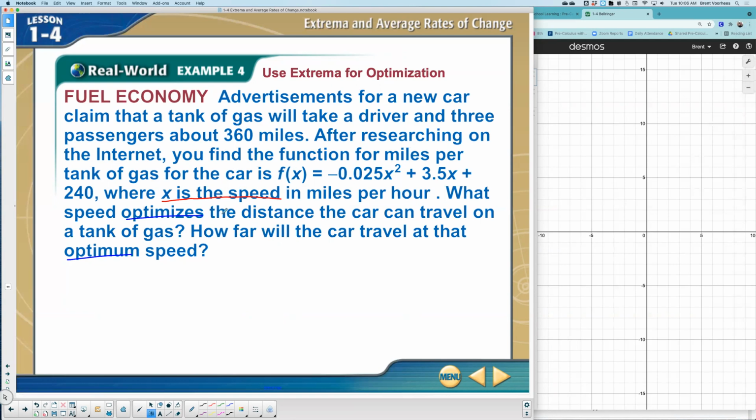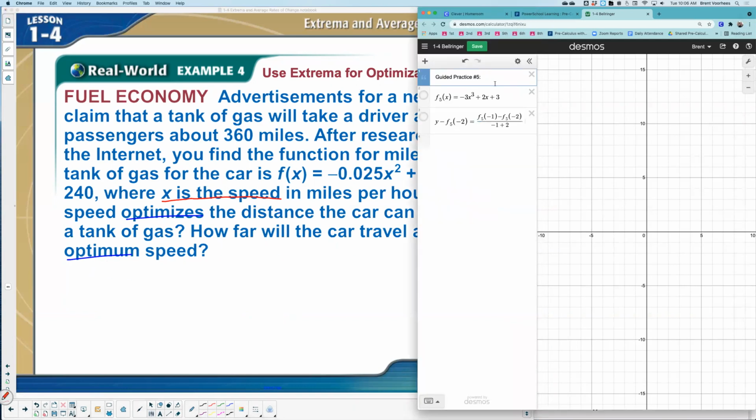What speed optimizes? That means we need to find the maximum. What speed optimizes the distance the car can travel on 1 tank of gas, and how far will that car travel at the optimum speed? So again, I don't have this one graphed, so I'm just going to get a new graph by pressing enter or blank. I'll type it in.